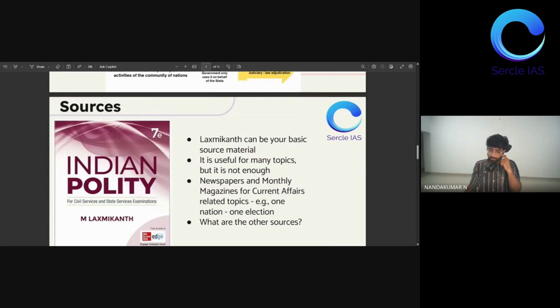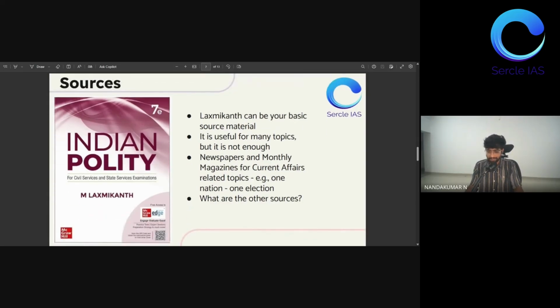An example would be One Nation, One Election. Discussion on One Nation, One Election. You can use current affairs materials, monthly magazines and newspapers for enriching your understanding of those basic topics. But I would say for many topics, we'll see with the help of previous year question papers or maybe the 2024 GS2 question paper. But before that, let's see what the other important sources for Indian polity are.